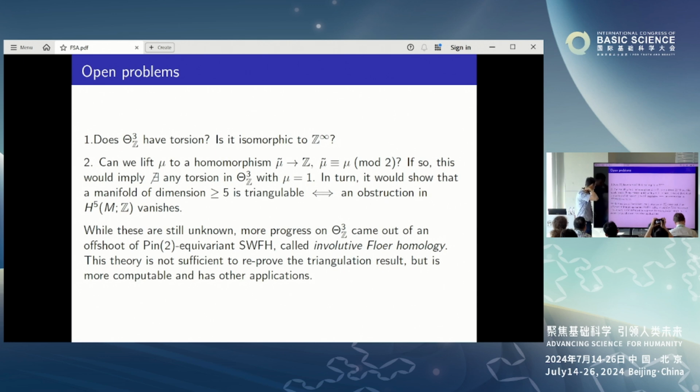Okay, so since then, let's see. I have 10 more minutes, so I want to talk about a different theory, involutive Floer homology. So this is some sort of offshoot of pin-2 equivariant Seiberg-Witten Floer homology, and it has less information, but it's more computable. So it's not sufficient to disprove the triangulation conjecture, but it has other applications. So it came out of the same circle of ideas.